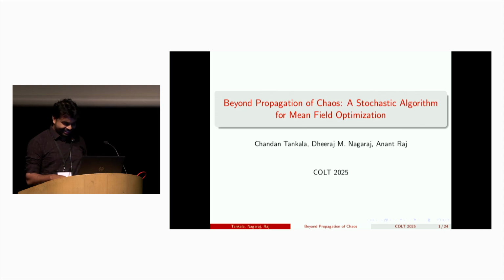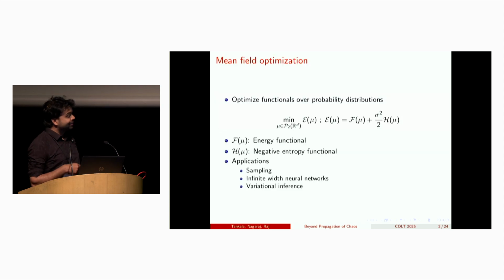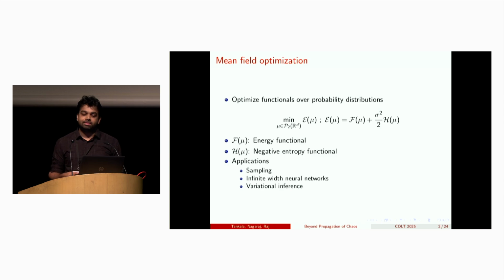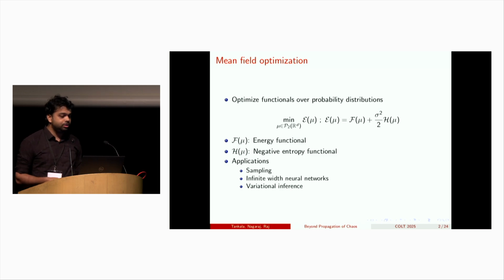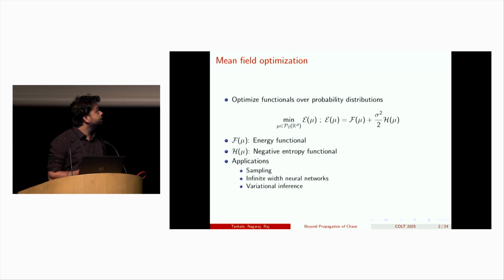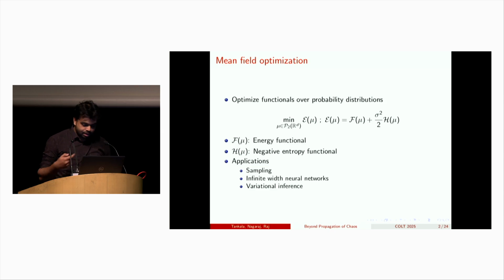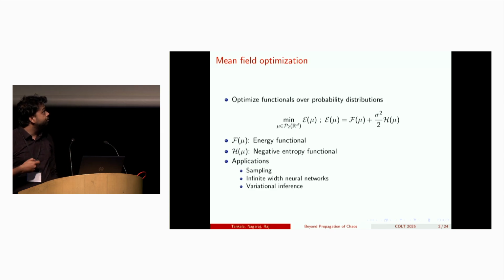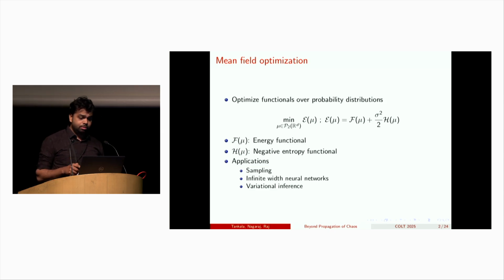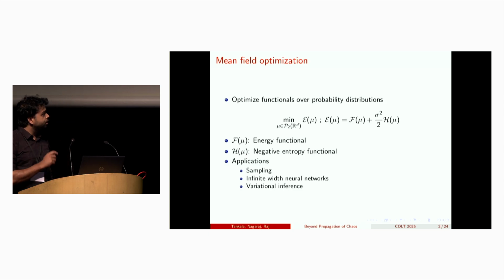The idea is we want to optimize a functional over the space of probability distributions. This is the objective that we are interested in. Since we have this functional that takes a distribution as input, the common choice is to do Wasserstein gradient flow. This is useful in many applications that range from infinite-width neural networks to sampling and variational inference.